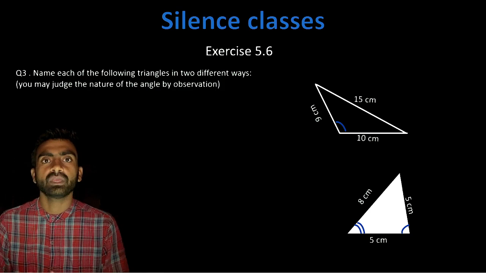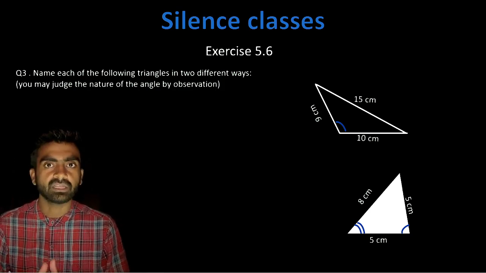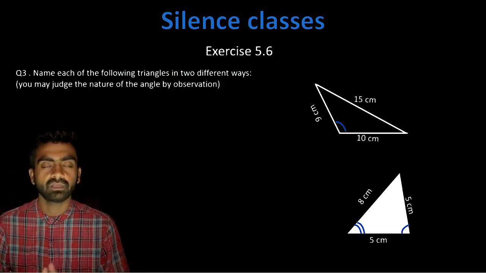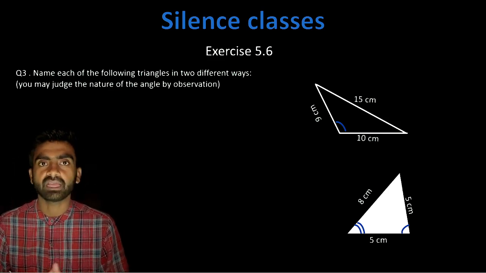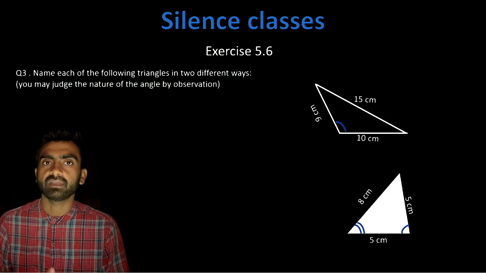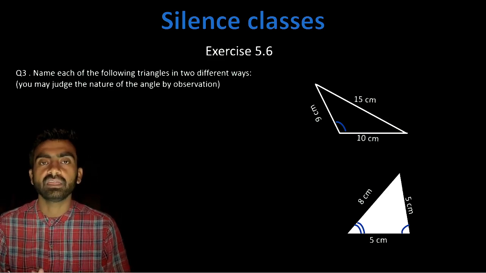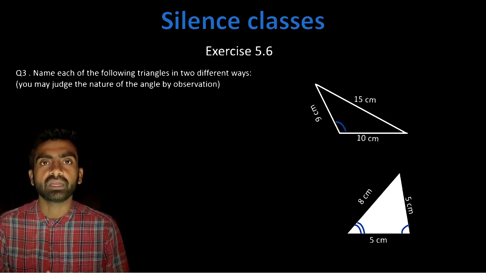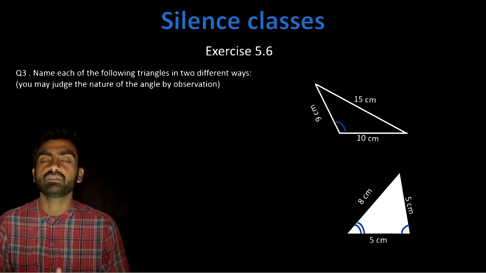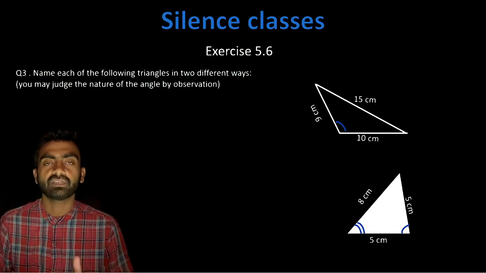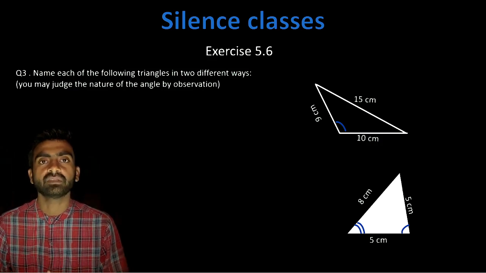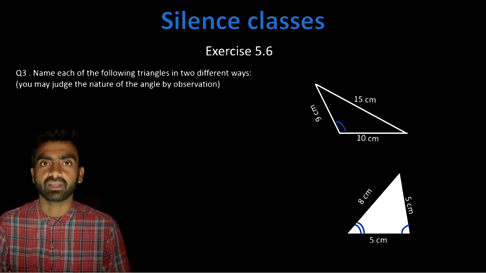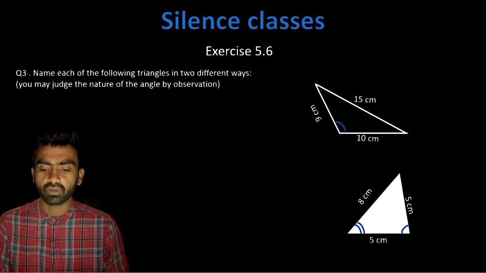If the angle is less than 90 degrees, it is known as an acute angle triangle. If it is exactly 90 degrees, it is known as a right angle triangle. If the angle is greater than 90 degrees and less than 180 degrees, it is known as an obtuse angle triangle. And if it is greater than 180 degrees but less than 360 degrees, it is known as a reflex angle triangle. Just by this we can find out which type of angle these are.